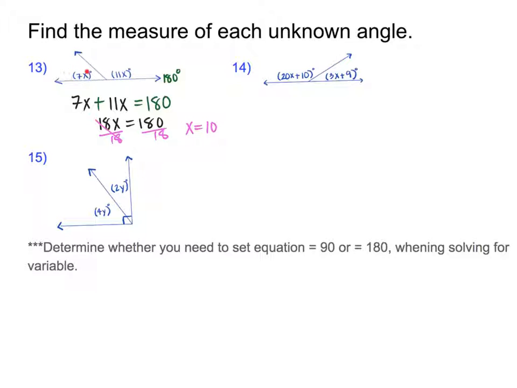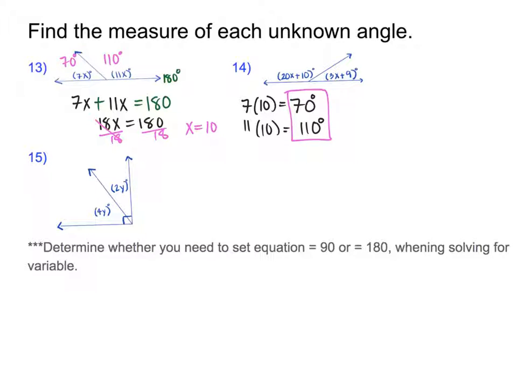So if I want to know what this angle is, I'm going to need to plug this x value into that 7x. So that's what I'm going to do here on the side. 7 times 10, when I plug in that 10 for x, is 70, or 70 degrees. And then if I plug 10 into the x for the 11x, I get 11 times 10, 110 degrees. Now I've got the angles for both sides. So this here is my answer.